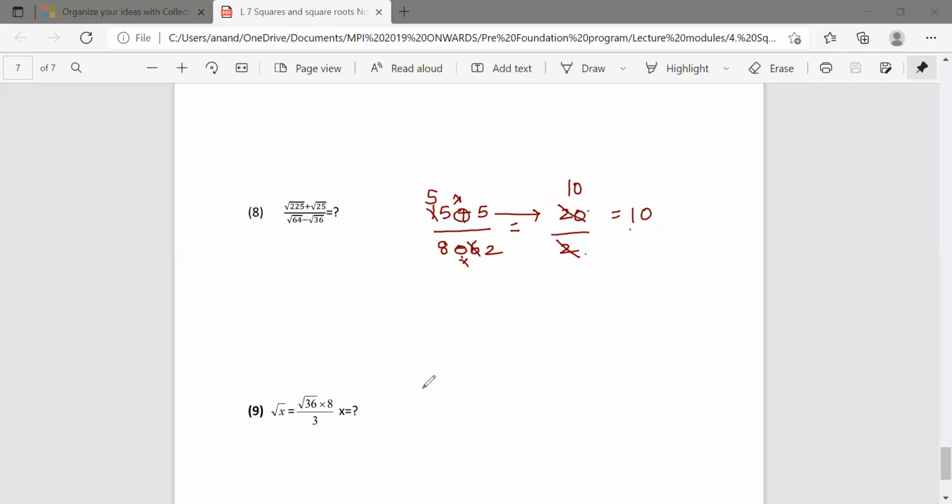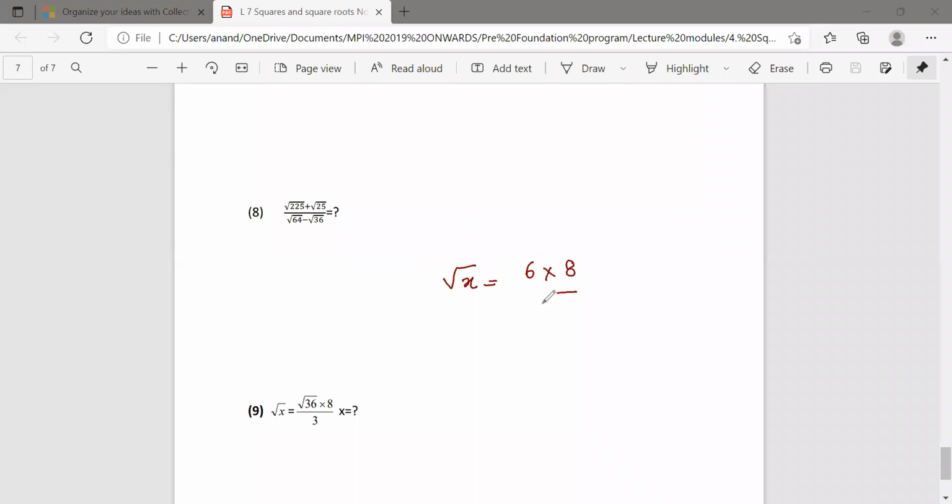And now the last one, root of x is equal to root of 36, that is 6, into 8 upon 3. Now here it is multiplication. So I can cancel this 3 1s are 3 2s are. So root of x is 8 2s are 16. So what will be x? If I want to find x, it will be the square of this. And if I'm squaring the LHS, I have to square the RHS also.